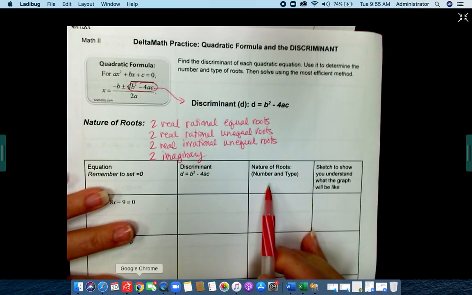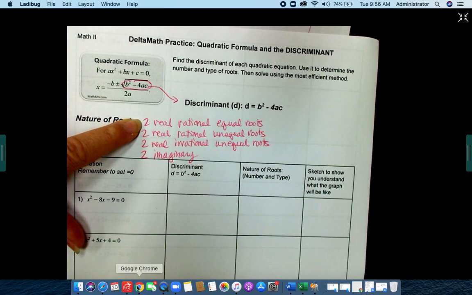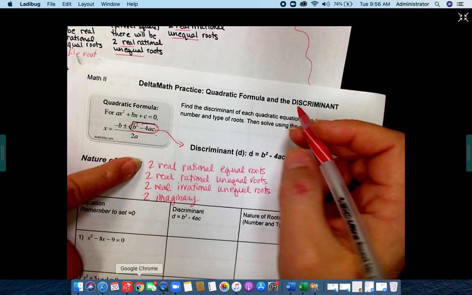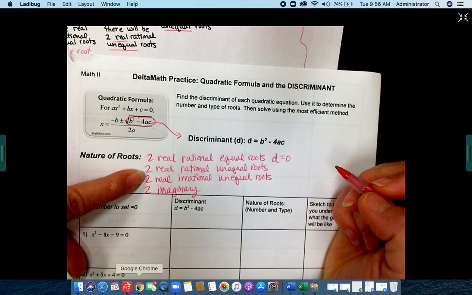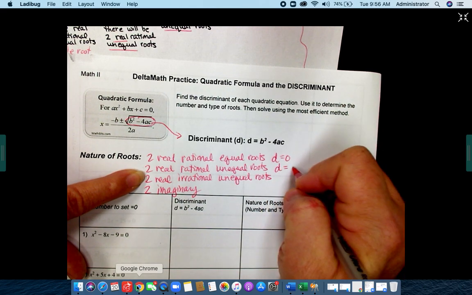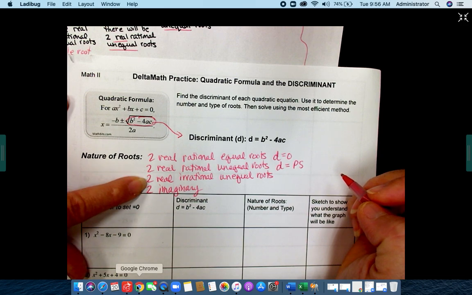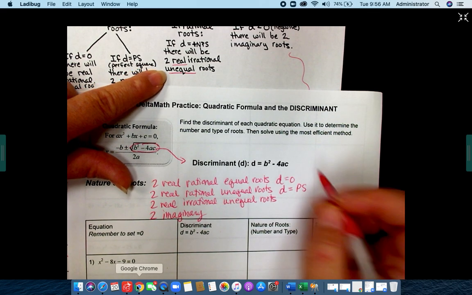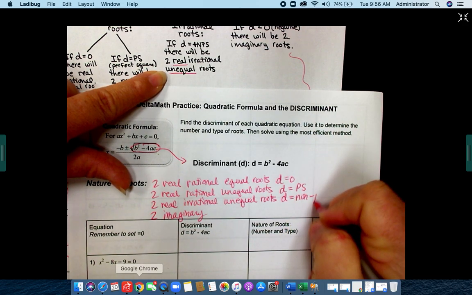So when we say, tell me the nature of roots, the number and type, this is what we want you to write in the box. That there are either two real rational equal roots. And again, when does that occur? That occurs when d equals 0. You can have two real rational unequal roots. And that is when your discriminant comes out to be a value that is a perfect square. You can have two real irrational unequal roots, and that's going to happen when your discriminant comes out to be a non-perfect square.